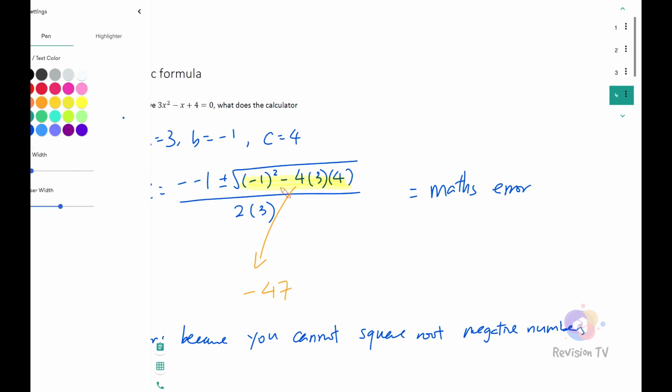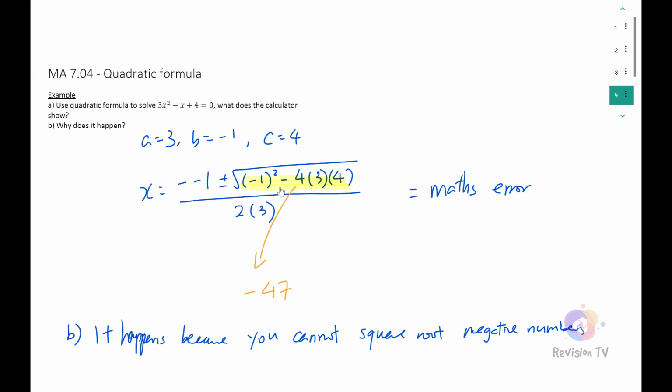Now, if you want a technical explanation for this, this number, minus 47, has a name. It's called the discriminant. If you're interested in doing A-level maths, or if you do further maths in GCSE, you will probably come across this word. So a more technical explanation is it happens because the discriminant is negative.